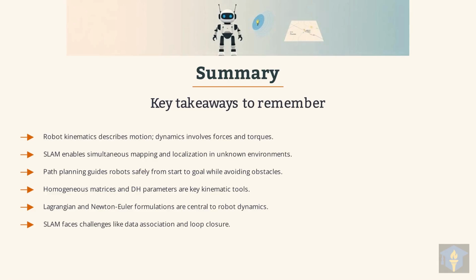SLAM, while powerful, does face challenges, particularly with data association and achieving effective loop closure. Finally, algorithms like A-star and RRT are essential for robust and autonomous robot path planning.